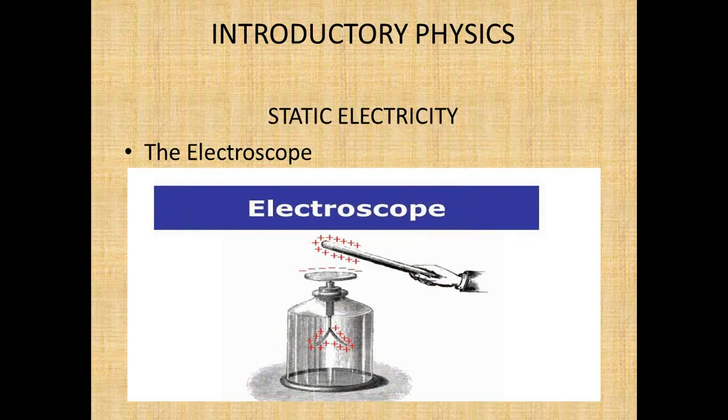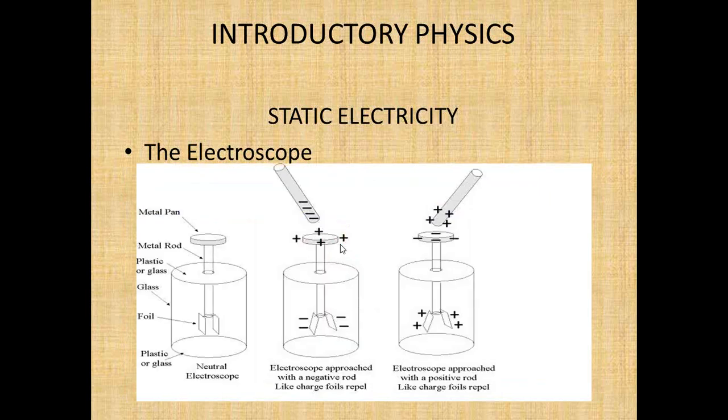The positive rod is going to attract the electrons. The electrons are going to crowd up here. They're going to come from down here. So each of these plates is going to be positive, and because like charges repel, they're going to push apart. They're going to separate themselves from each other. Once we see this phenomenon, we know that this object is charged.